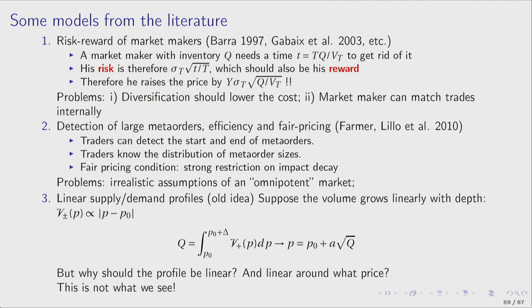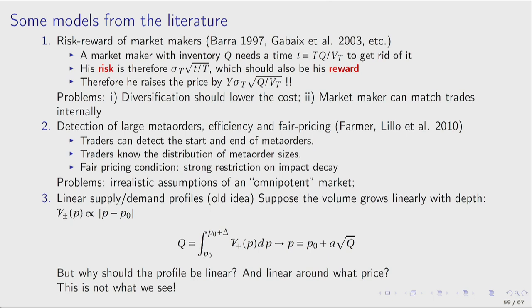the volume in the book goes as the difference from P0, from the best price. Then of course, if you start trading in a book like this and you trade a lot, if you start eating the volume, what you eat would be the area here. If you trade a Q, this would be the Q that you eat.